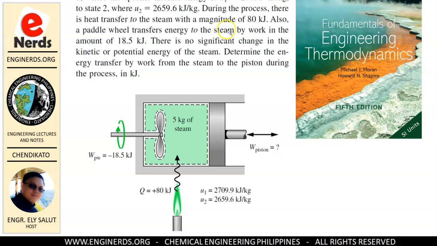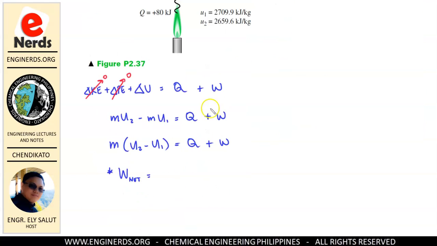Okay, so our system is receiving work from the paddle wheel. Sabi ko nga sa mga previous video natin, if it is receiving work, it should be a positive sign, depending kung ano yung equation na ginagamit mo. Now, in the illustration, they use a negative sign, but in my solution, I will use a positive sign because our system is receiving work from the surrounding, which is the paddle wheel. So I will use positive here. So I have positive work from the paddle wheel.